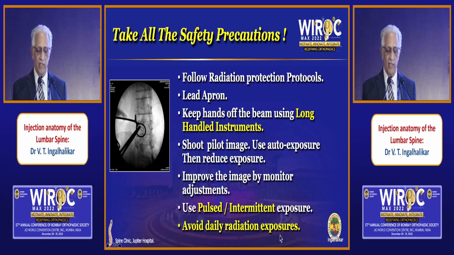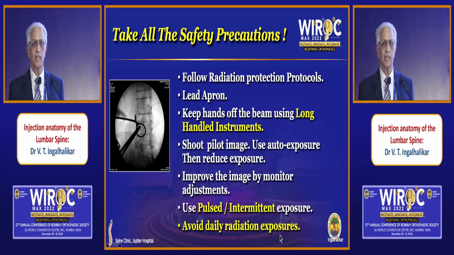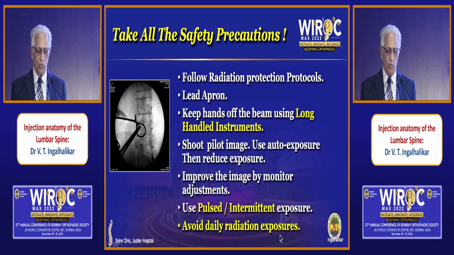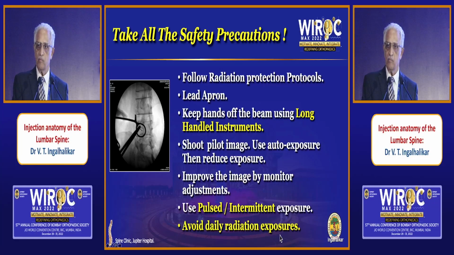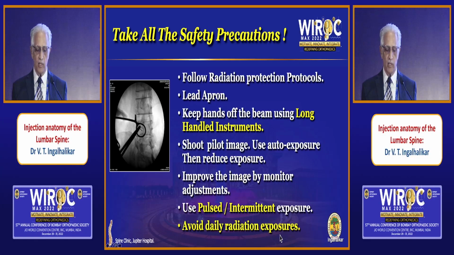Then we shoot the pilot image using auto exposure, which most of the C-arms now have, and then reduce the exposure. Once you reduce the exposure, all the remaining adjustments need to be done through changes in the monitor, brightness, contrast, etc. Therefore, you will be able to use only the lower exposure. Instead of using a continuous beam, use pulsed or intermittent exposure, say every half second. You will still be able to do a good job of it.